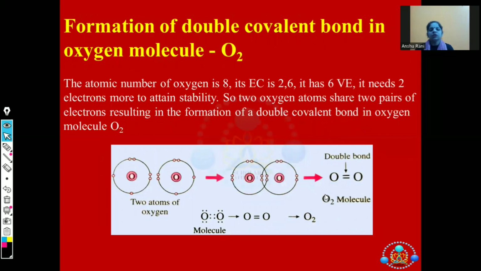See this oxygen atom. Oxygen is having 6 electrons in outermost shell. So it is deficient by 2 electrons. It wants to gain 2 electrons to complete its octet. So oxygen will share 2 electrons between themselves and complete their octet. See, this is structure of oxygen atom. Oxygen is sharing 2 pairs of electrons and it is completing its octet.